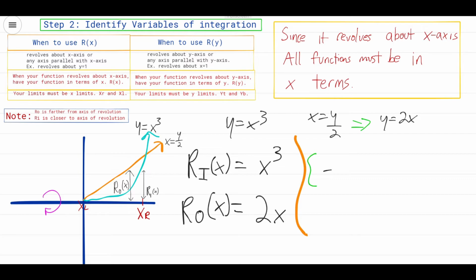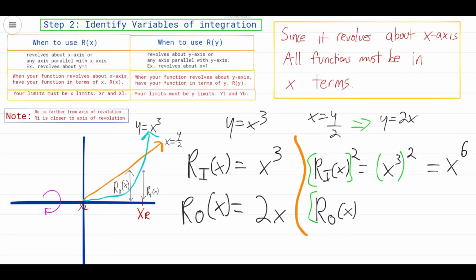When we square these, because this is a washer method problem, the inner radius squared would be x cubed squared, which is equal to x to the 6th power. When we apply the properties of exponents, 3 times 2 is 6. And the outer radius, when we square it, is 2x in parentheses squared, so we square each term, so it would be 4x squared. So now let's find the limits.